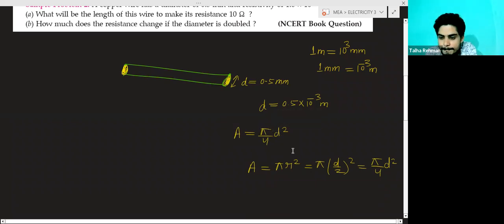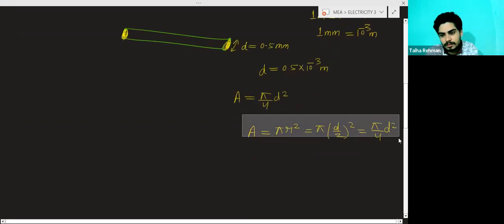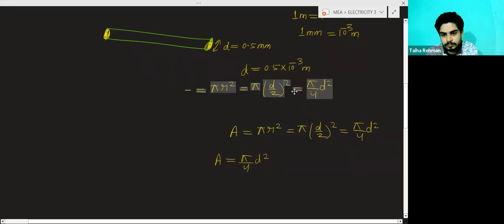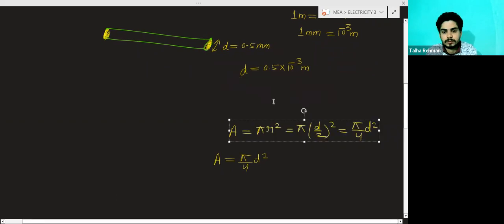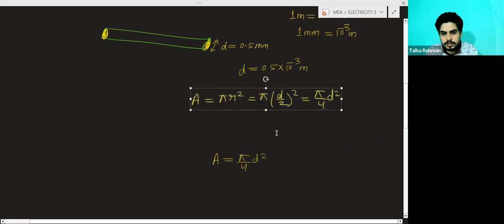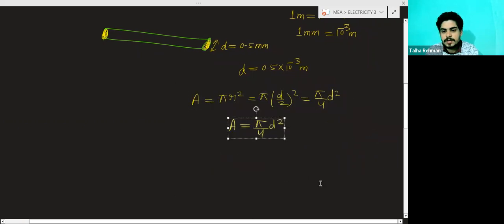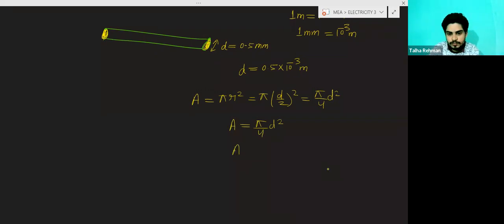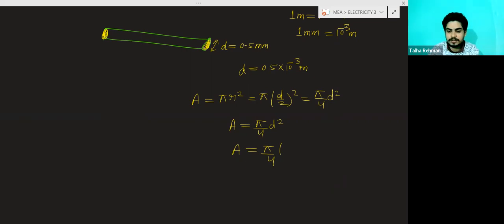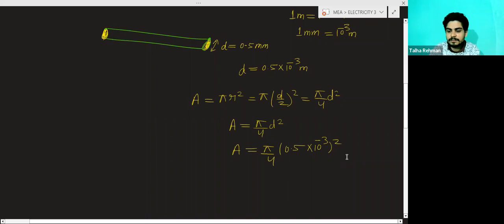Is there any problem? Okay. So this area will be here, pi by 4 d square. So pi by 4 d square means 0.5 into 10 to the power minus 3, squared. In this question, you have to do calculations. 0.5 into 10 to the power minus 3 and the square of it. So we have this area, and this will be in meter square.